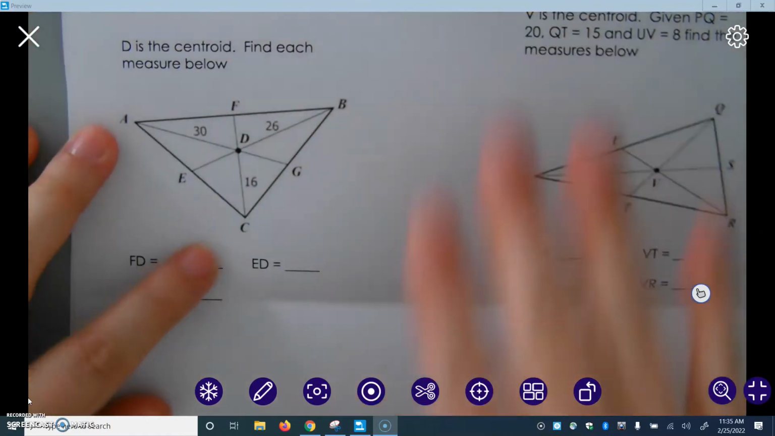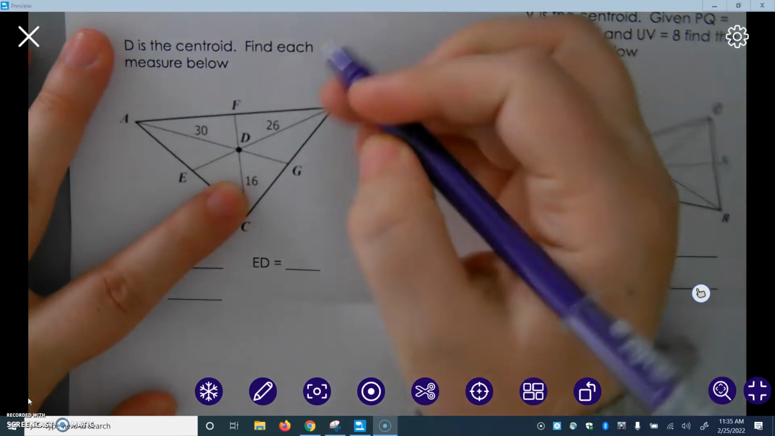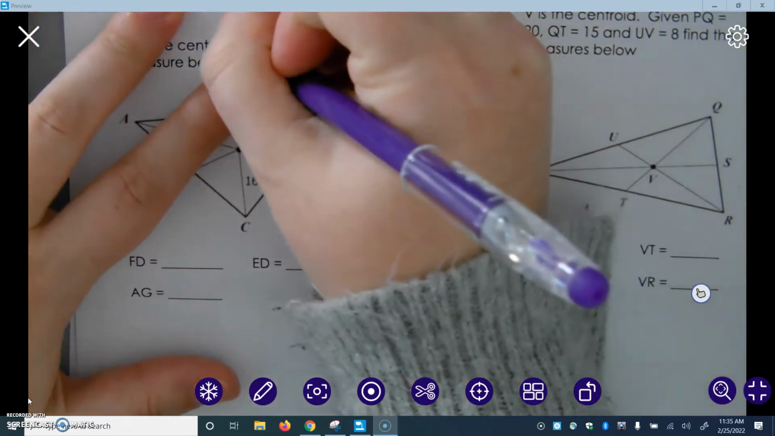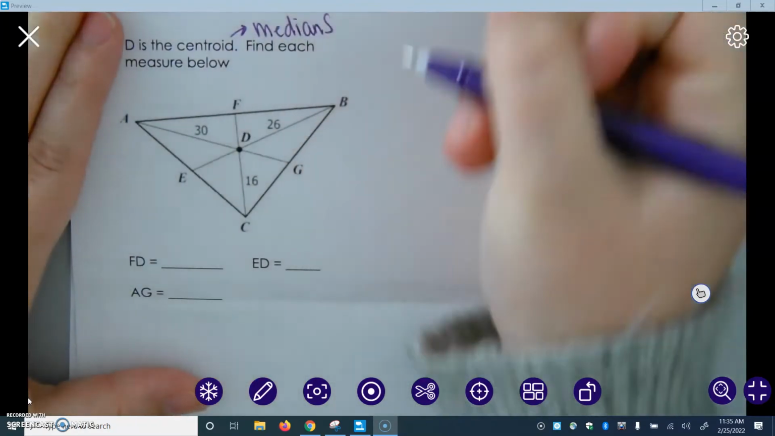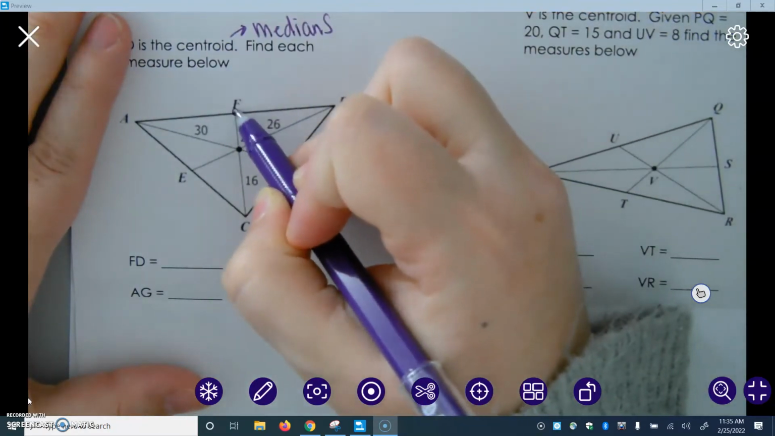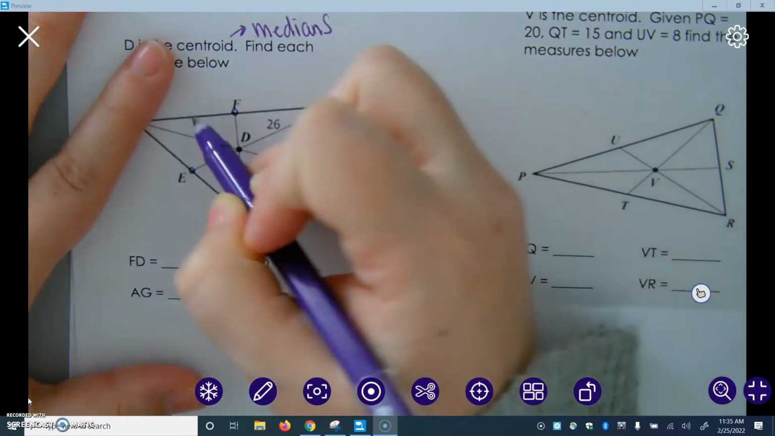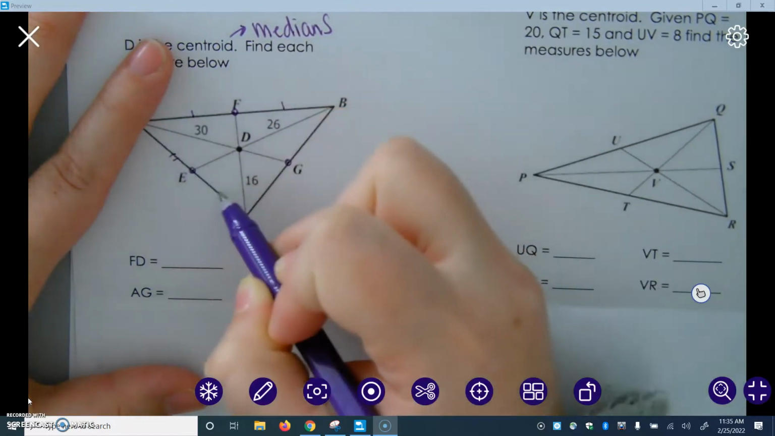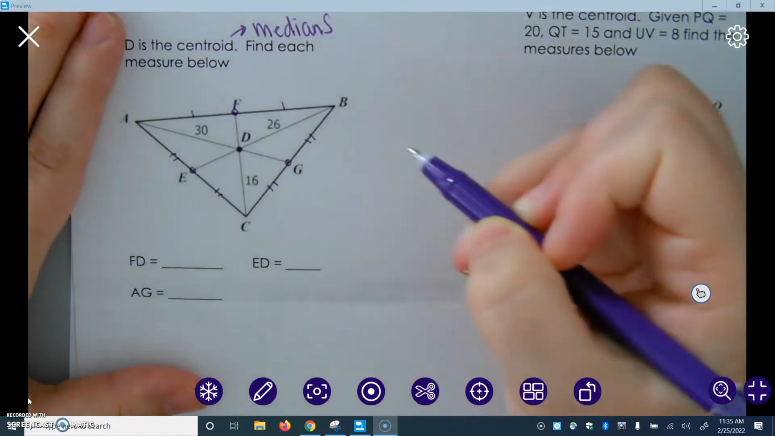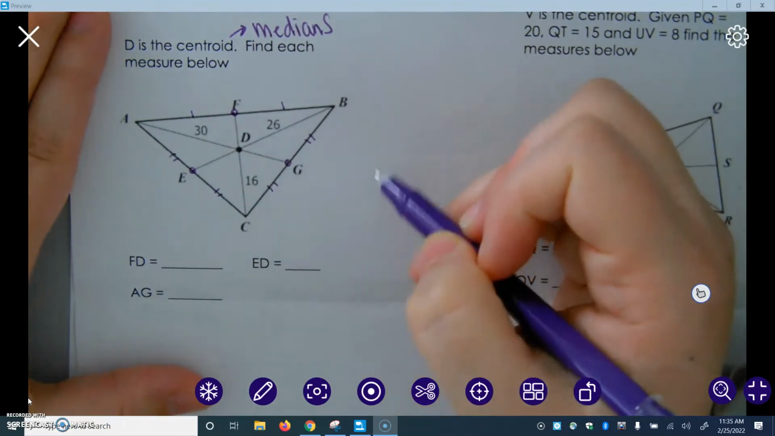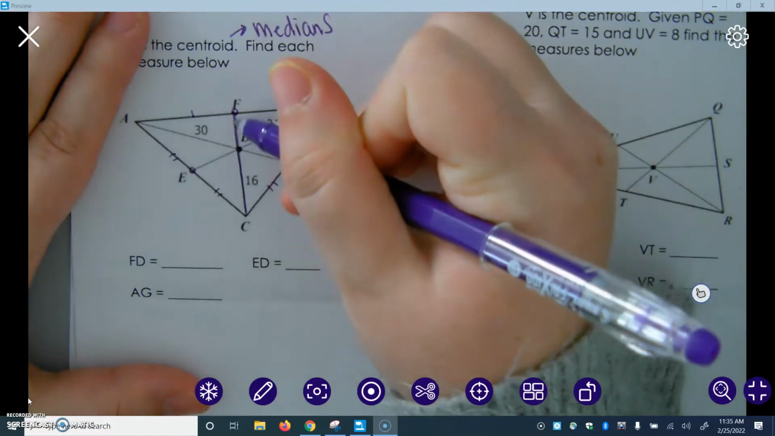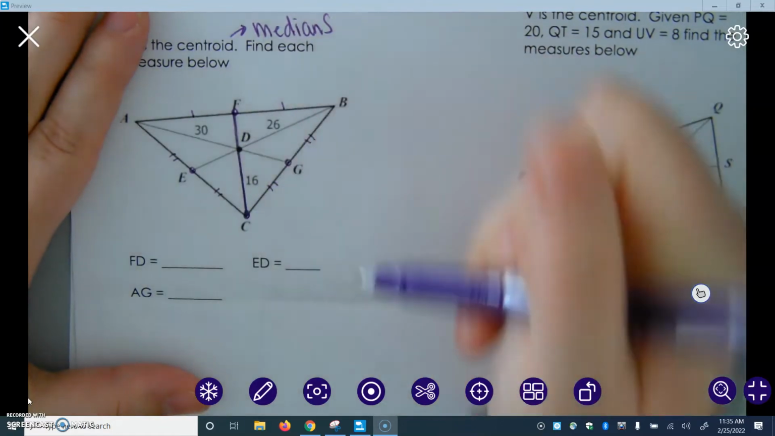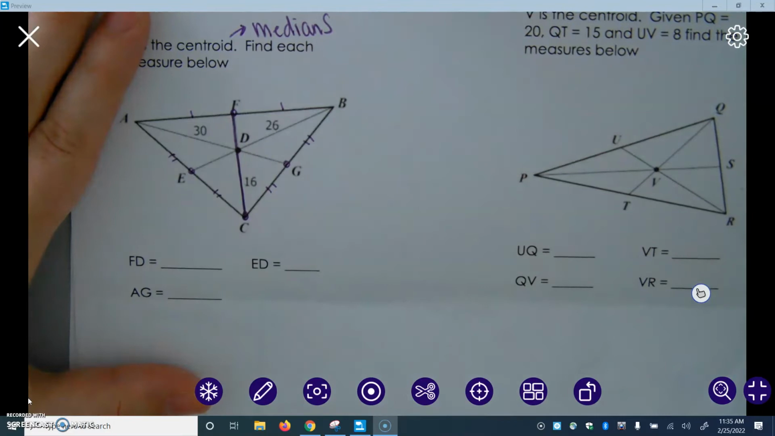So D is the centroid. The centroid means that your three lines are called medians. And medians have a couple of properties. First, it makes all three of these points midpoints. So those points split each of their respective sides in half. And each median goes from the midpoint to the vertex, like the angle of the triangle.